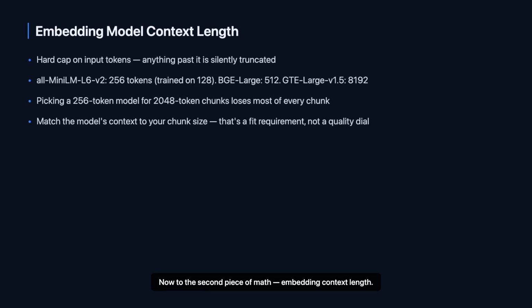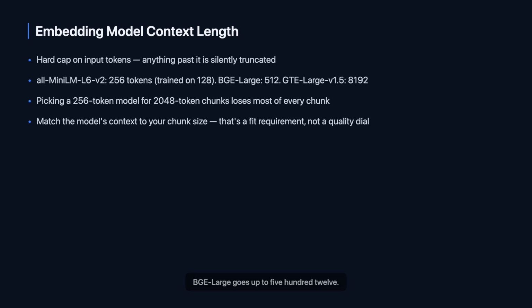Now to the second piece of math, embedding context length. This is a hard cap on input tokens, and anything past it is silently truncated. No error, no warning. All-MiniLM-L6-v2 caps at 256 tokens, and it was actually trained on sequences of up to 128, so quality starts degrading well before you hit the cap.